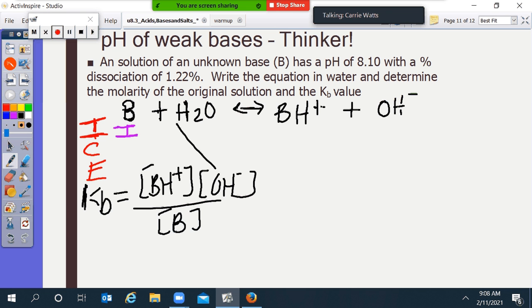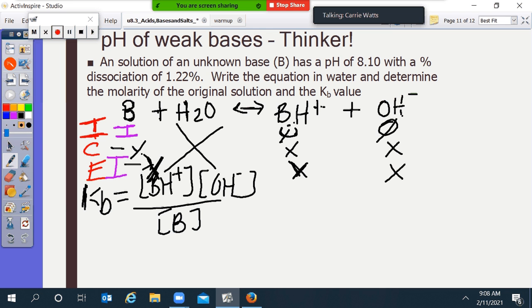I don't need water here in this expression. I start out with 0 over here. My change will, of course, be minus x, plus x, and plus x. And then my E, which is my I plus my C, will be I minus x. Sorry, it's kind of getting crowded here. This will be x, and this will be x. So my E is I minus x. Let me just circle that so you can see it. All right, so I got a lot of unknowns so far. Let's see what I need to solve this.